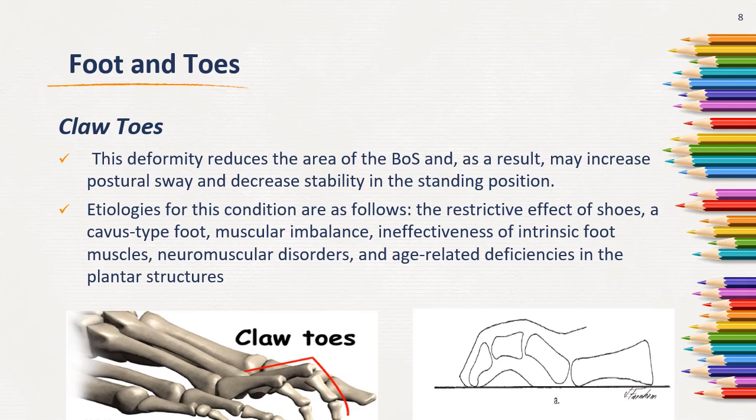There are certain etiologies for this condition, as follows. First, the restrictive effects of shoes. Second, a cavus type of foot, muscular imbalance, ineffectiveness of the intrinsic foot muscles, neuromuscular disorders, and age-related deficiencies in the plantar structures. As you can see in the diagram, claw toe means hyperextension of the MTP joint and flexion of the PIP as well as the DIP.